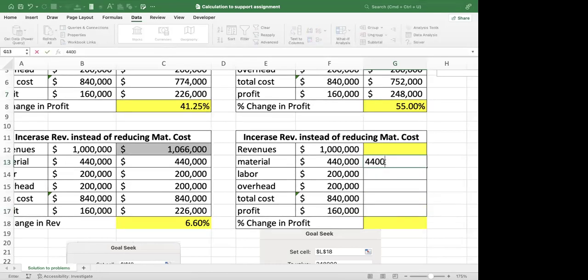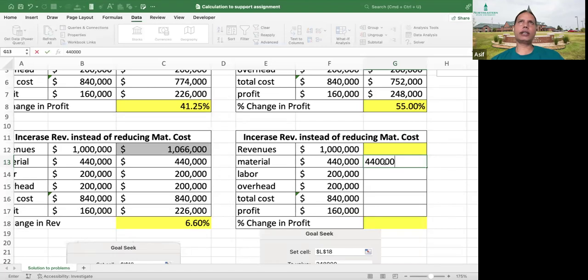Hey, Dr. Asif, I have a question. Would material costs not rise proportionally along with revenues? So material cost is a different thing, revenue is a different thing. Yes, that's right, which means if you increase your material cost, that's going to affect your revenue.